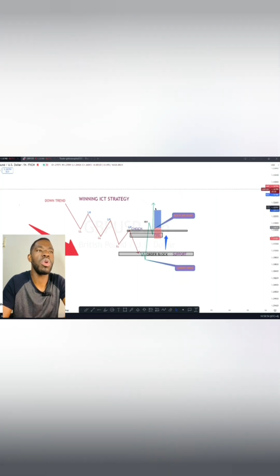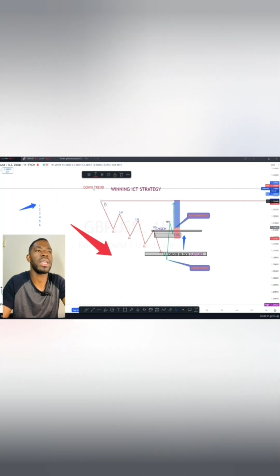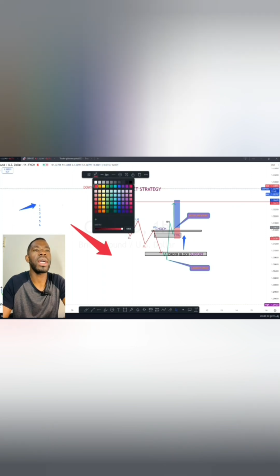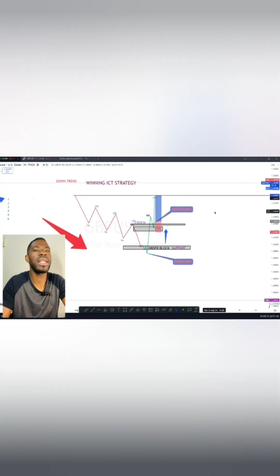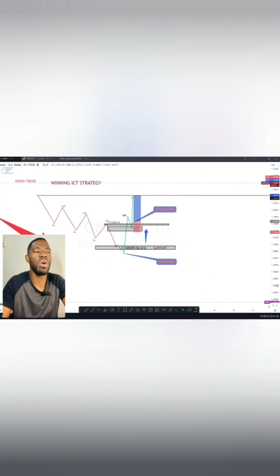You target a 1:2 or 1:3 risk to reward ratio. Normally target these previous highs here. This is where I would place my target up here, the previous highs. All right, so that's what I will do. Okay, so you can take a screenshot of this and take note of this.